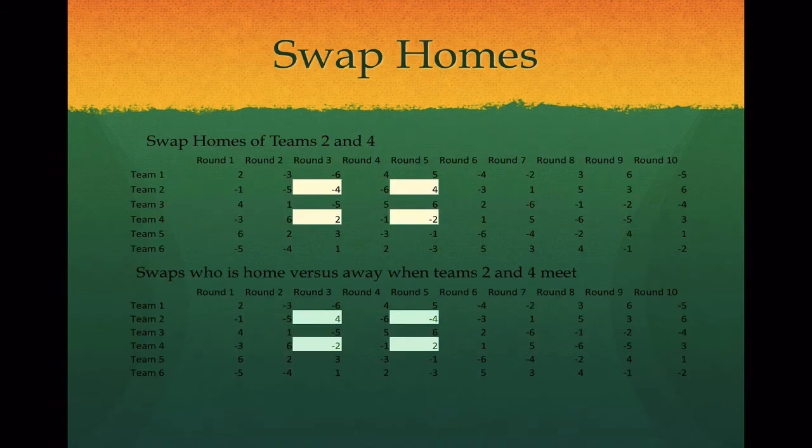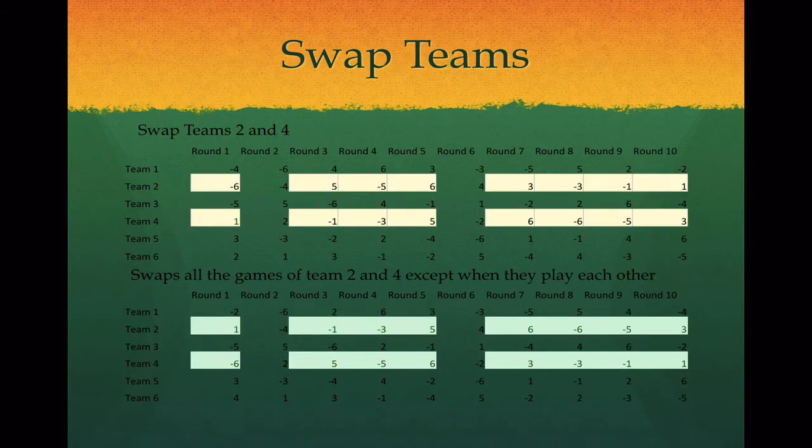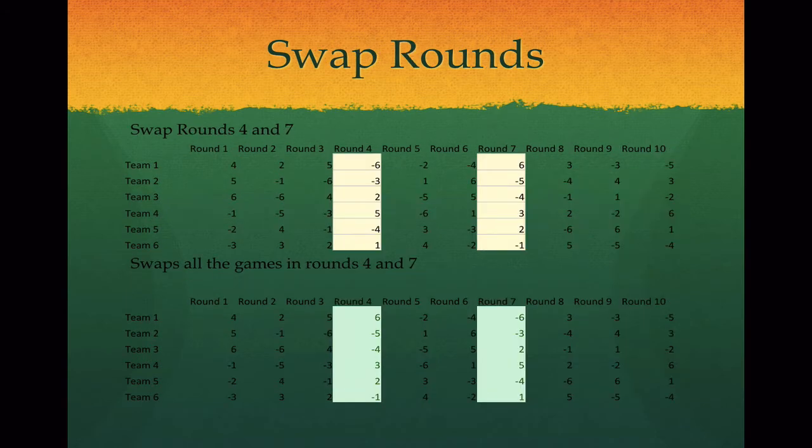Here's an example of swap homes. As you can see, it simply takes 2 teams and swaps when they play at home. Here is an example of swap teams. Basically what it does is it swaps the schedule of 2 teams, except of course when they play each other. Here is an example of swap rounds. All it does is simply swap the rounds.